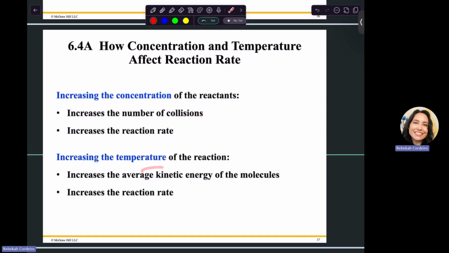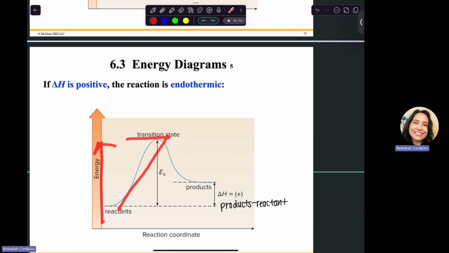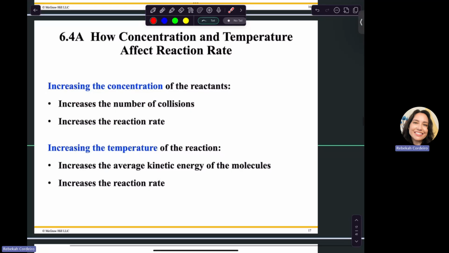Increasing the temperature is like increasing the speed of traffic. If you let the cars on the road go faster, you're going to have more collisions probably. And you're also going to have more collisions at the right amount of kinetic energy to get the reaction going. So if we give energy to the reactants, they can hit that transition state energy a lot faster because they have more energy. So increasing the temperature increases the energy at which the collisions happen.